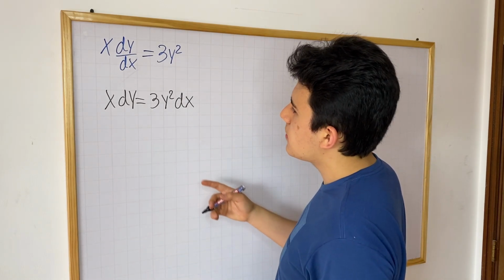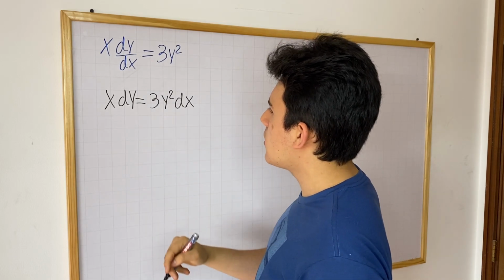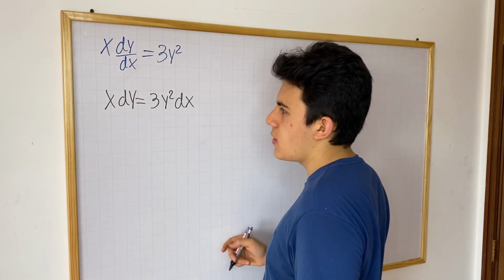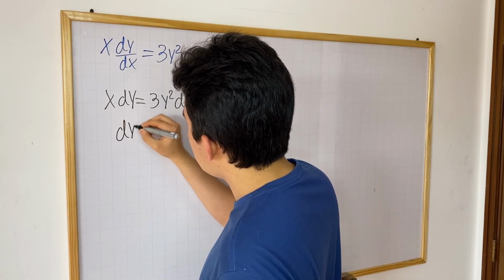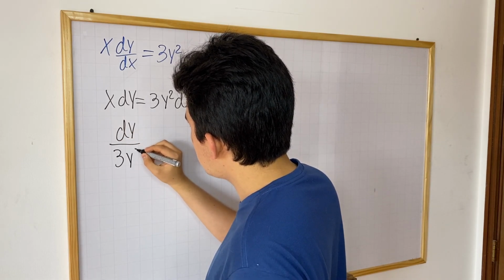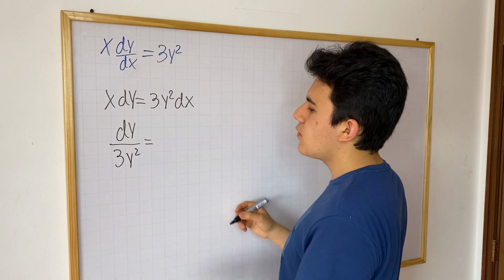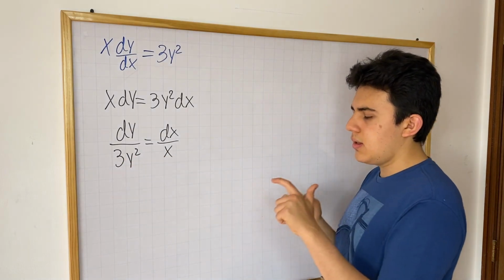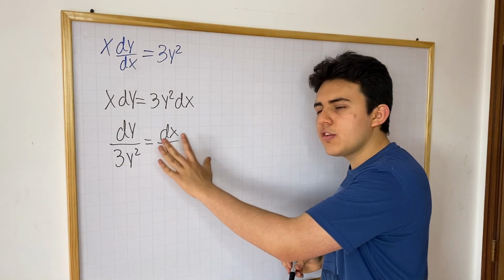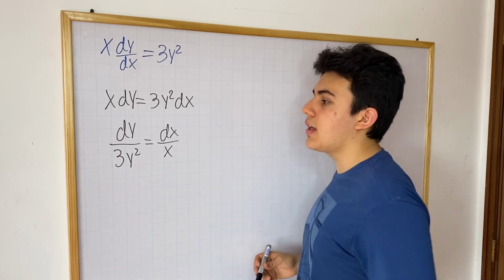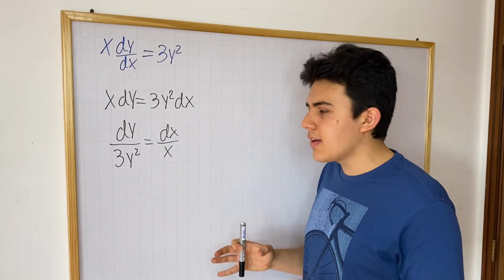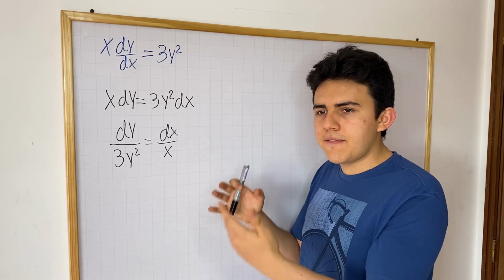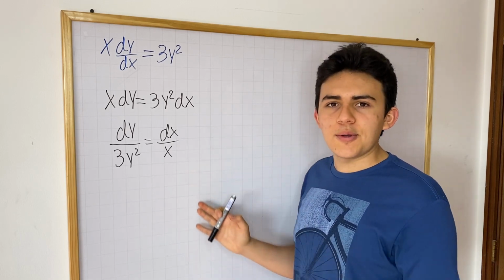So let's see how we can do that. You can simply divide both sides of the equation by x and divide both sides of the equation by 3y squared. So you're going to get the following. You're going to get dy divided by 3y squared is equal to dx divided by x, okay? So now, this looks pretty weird, I know. This doesn't look like a derivative or like a function or anything, but this is legal in math, okay? It looks fancy, it looks funny, it looks pretty weird, but that's how it goes, okay?